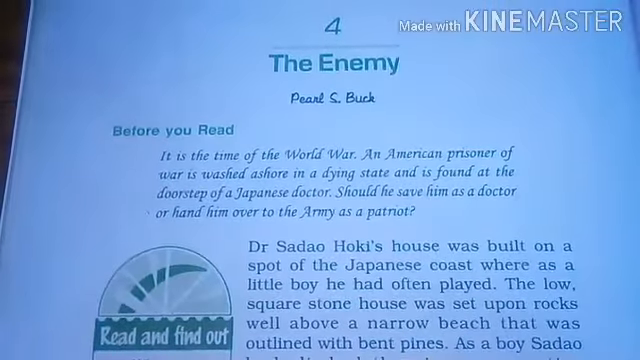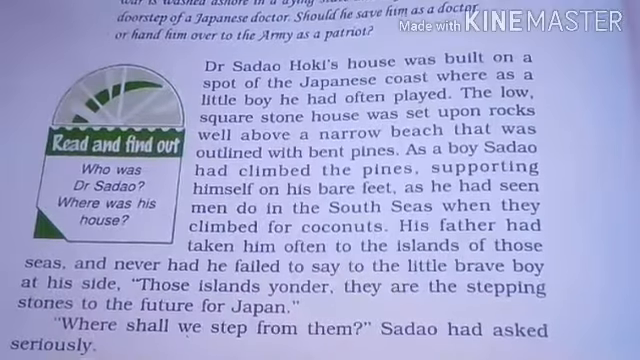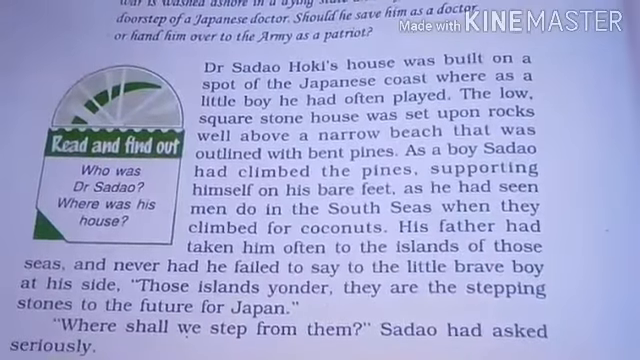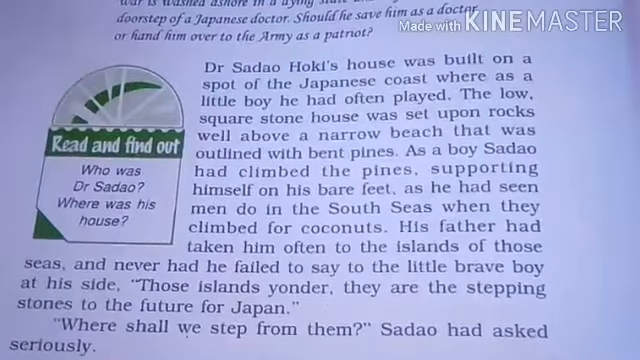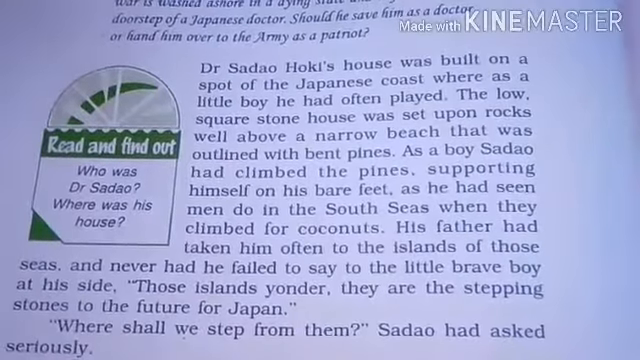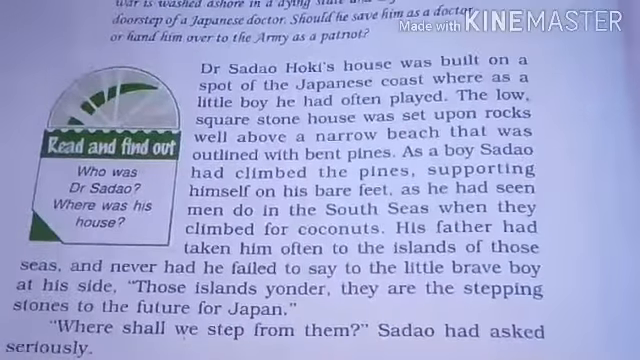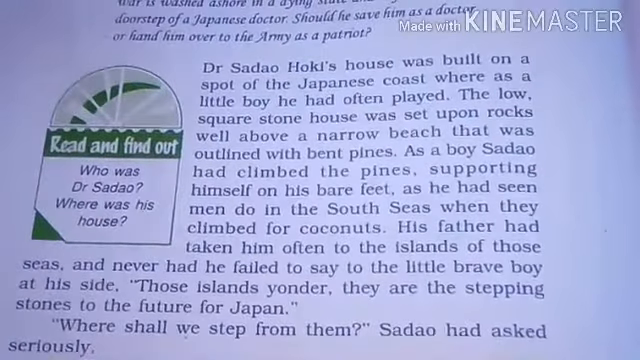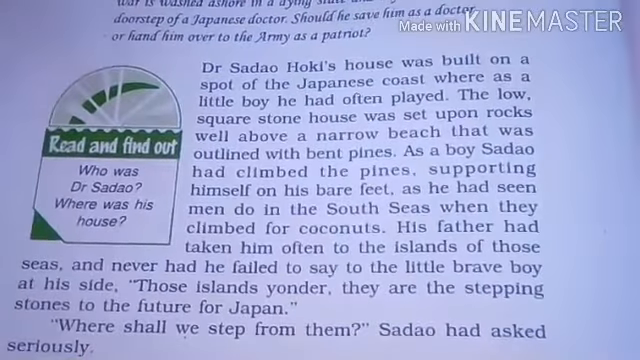So let's begin. Dr. Sadao Hoki's house was built on a spot of the Japanese coast where, as a little boy, he had often played. So Dr. Sadao Hoki's house was built on the Japanese coast where he grew up as a little boy and often played on the beach. The low square stone house was set upon rocks well above a narrow beach that was outlined with bent pines.